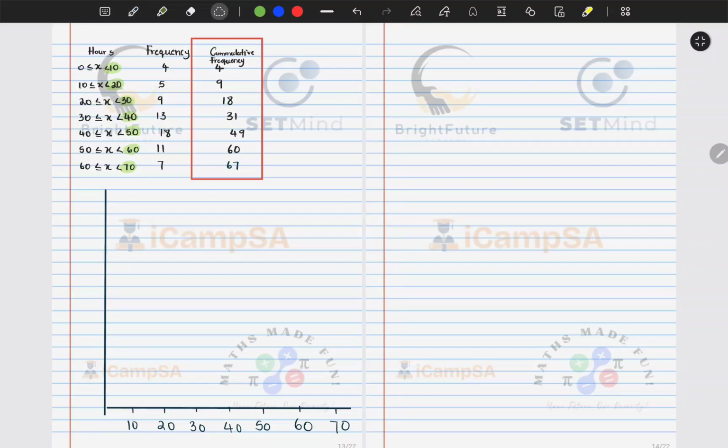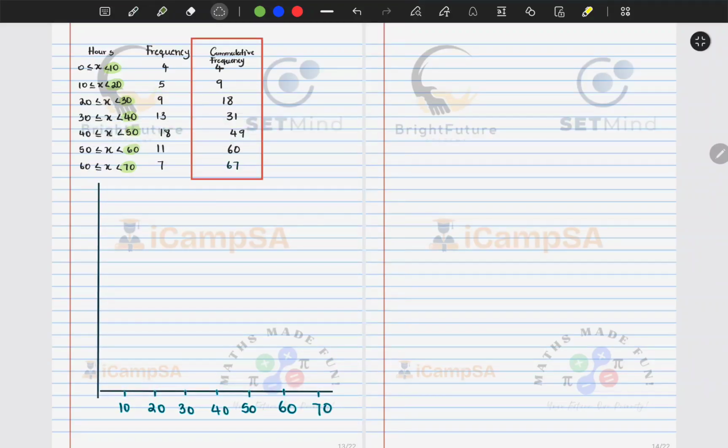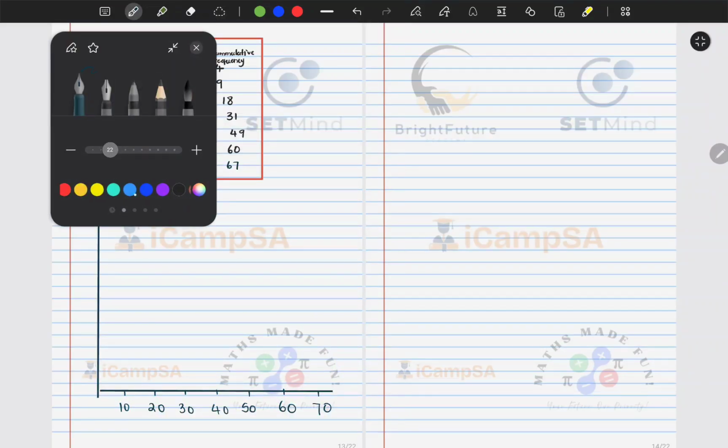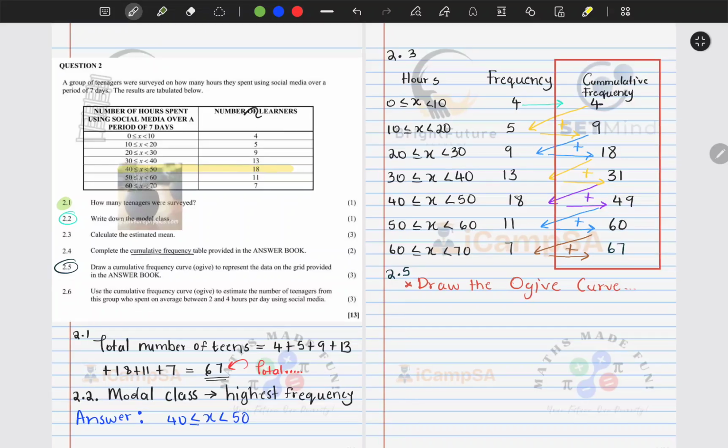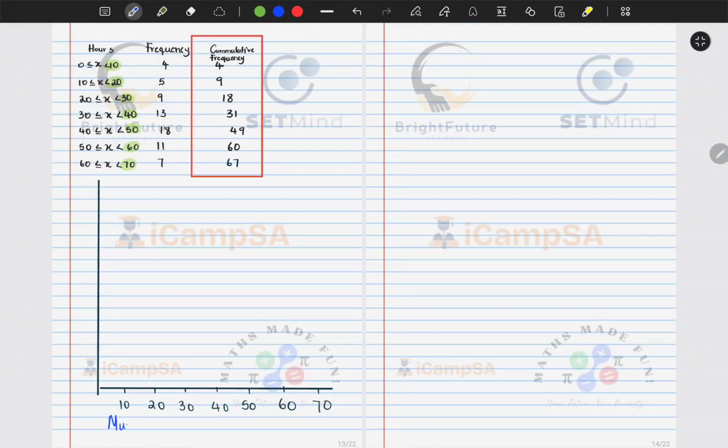Okay, and if you remember carefully, we need to label these x's properly, guys. And if you remember, this here speaks to the number of hours spent on social media. So you should always make sure that you label your x's. So this would be the number of hours spent on social media. Okay, SM, so you would know what that means.